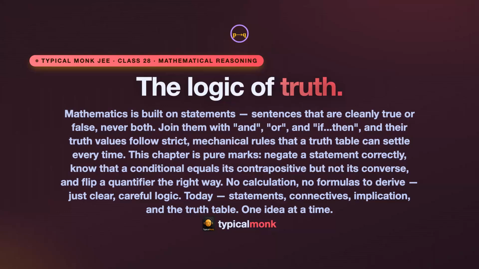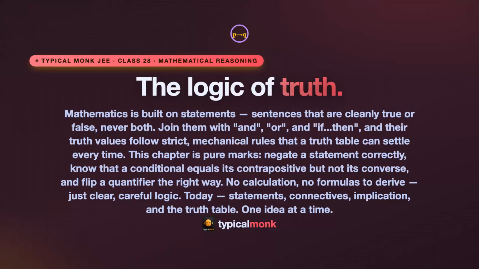Mathematics is built on statements, sentences that are cleanly true or false, never both. Join them with and, or, and if-then, and their truth values follow strict mechanical rules that a truth table can settle every time. This chapter is pure marks. Negate a statement correctly. Know that a conditional equals its contrapositive but not its converse, and flip a quantifier the right way. No calculation, no formulas to derive, just clear, careful logic.